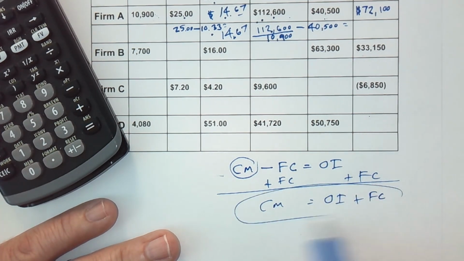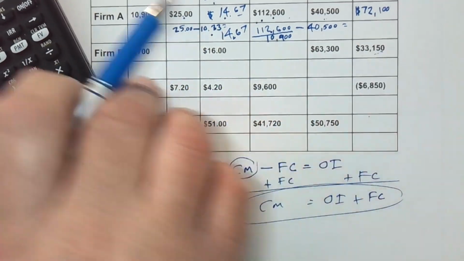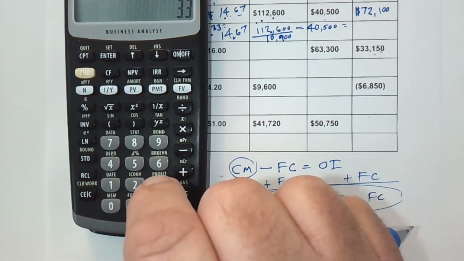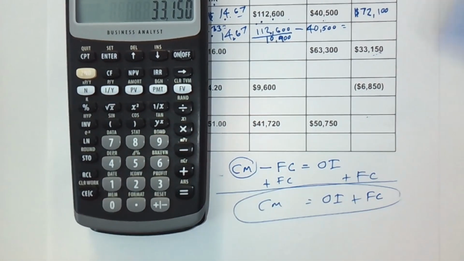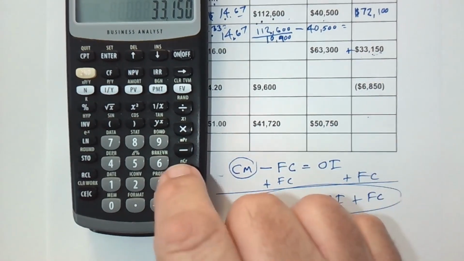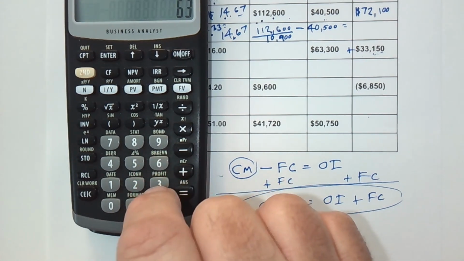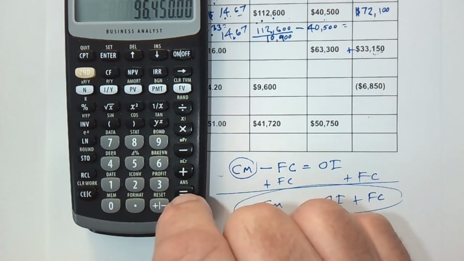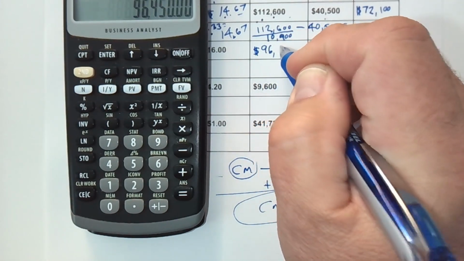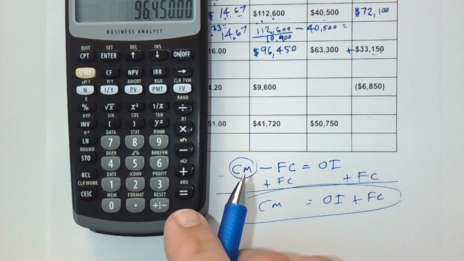That's what I'm talking about here. So if we have the $33,150 of operating income, and I add to that the fixed cost of $63,300, that gives us a total contribution margin of $96,450. See how we got that?